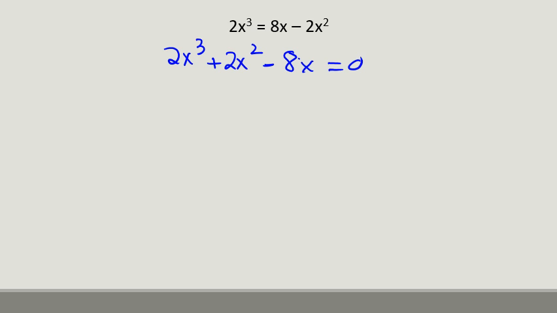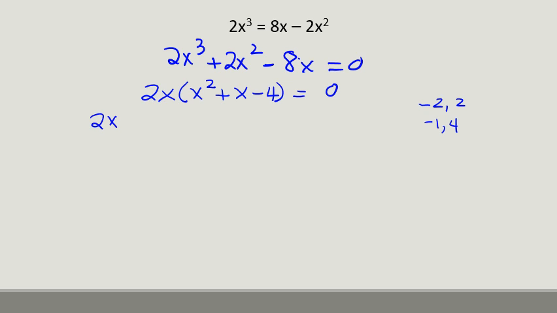So now I'm going to factor out a greatest common factor. When I do that, I get 2x times x squared plus x minus 4 equal to 0. So now I can't factor x squared plus x minus 4 because the only factors of negative 4 are going to be negative 2 and 2, and when I add that I get 0, and negative 1 and 4, and that gives me 3. So I can set these equal to 0.